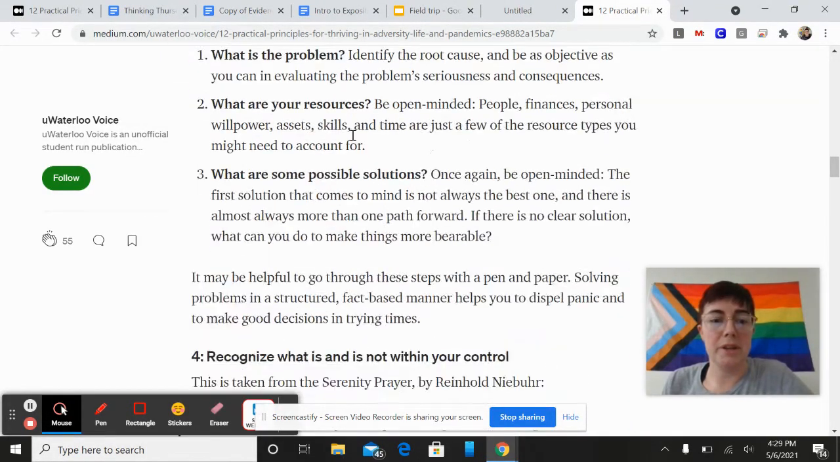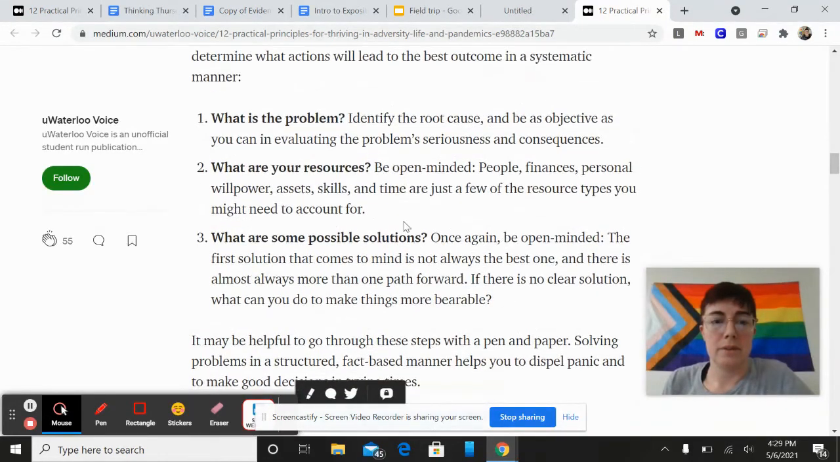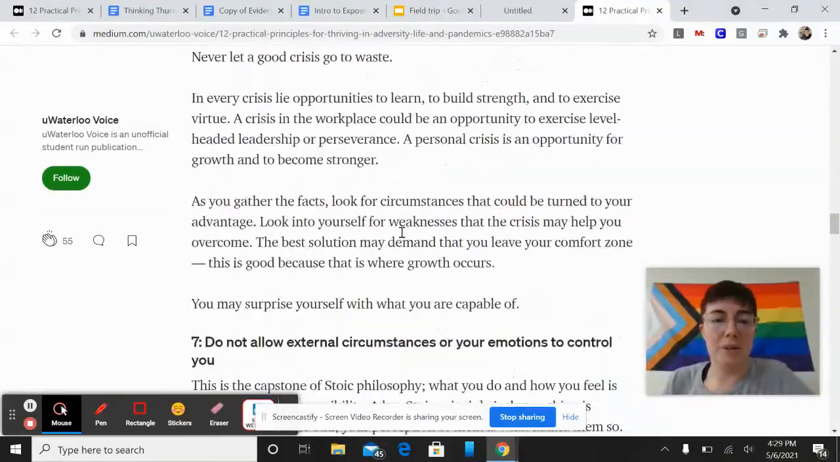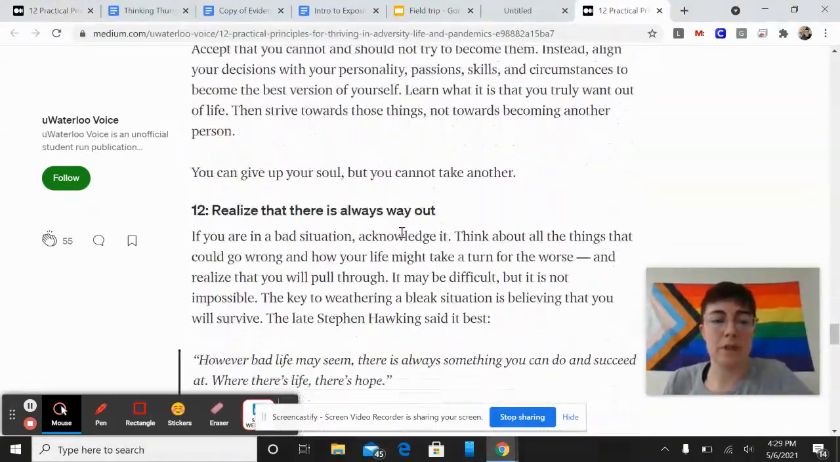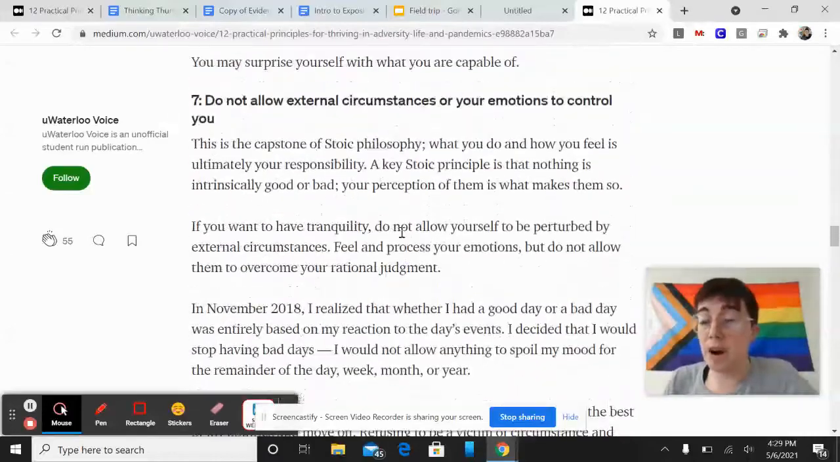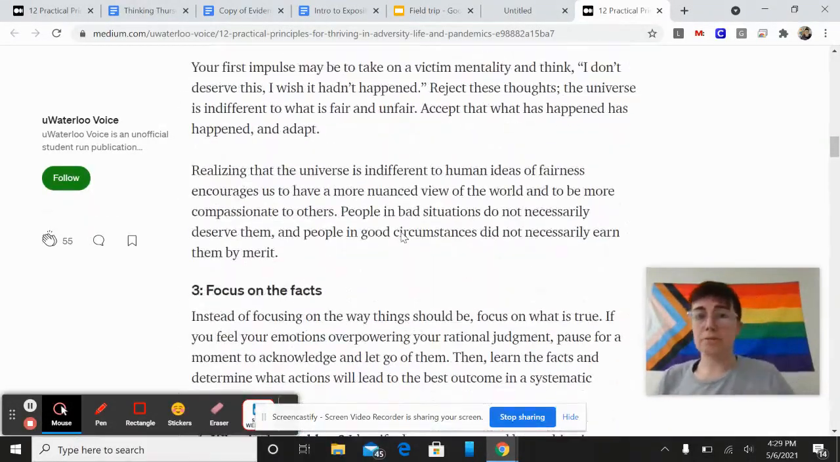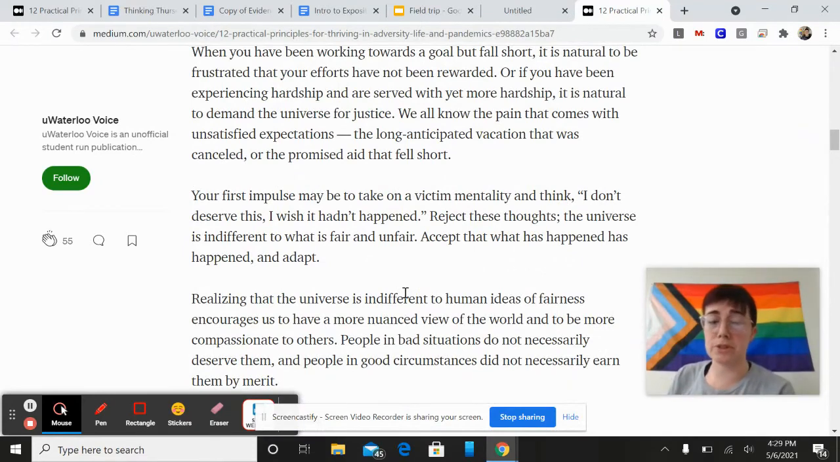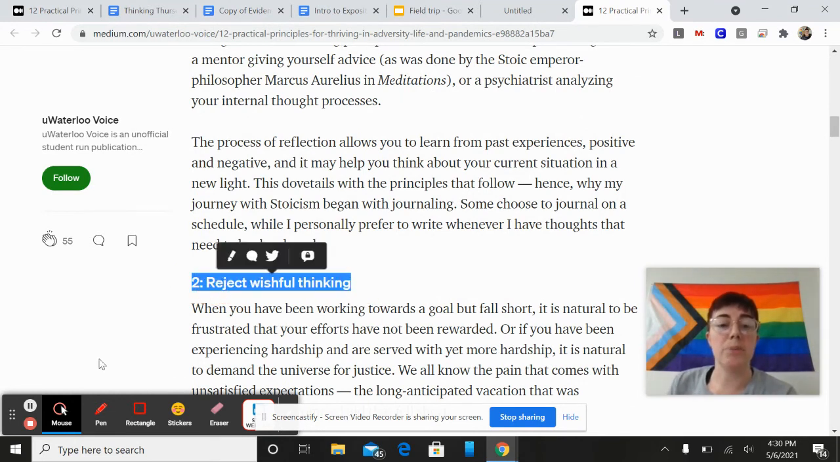And so on, and so on, all the way down to number 12. Because as we know, this article told us in the title, there are 12 principles, practical principles for surviving and thriving through adversity. So my question is this: what type of element is this an example of?